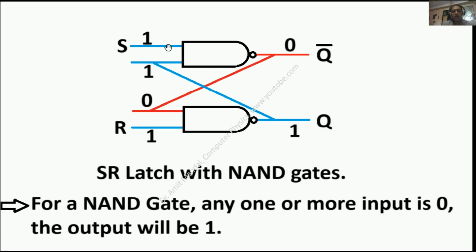Over here you can see that the inputs are 1 and 1. In case both the inputs are 1 for NAND gate, then the output will be 0. This 0 will be fed to this lower NAND gate. So one of the input becomes 0, then output will be 1. So the output of this lower NAND gate is fed to the upper NAND gate. So this is the SR latch which is right now in equilibrium.